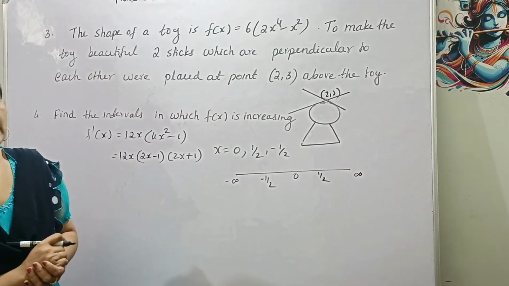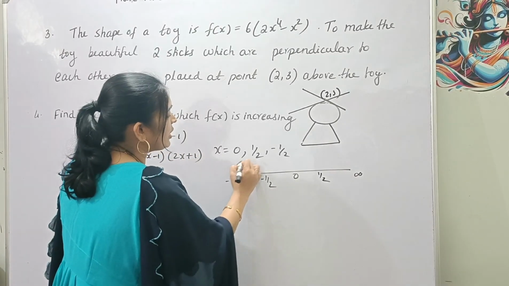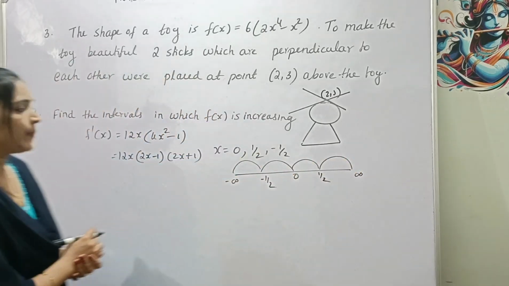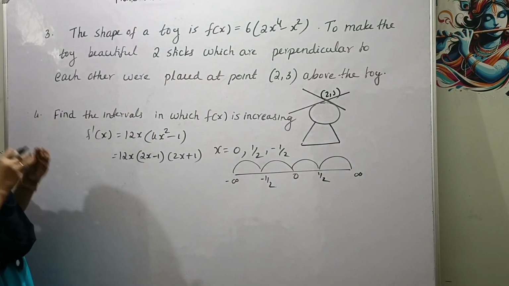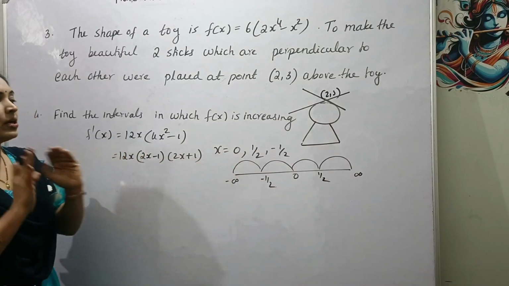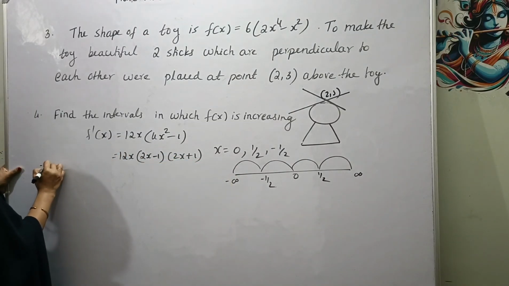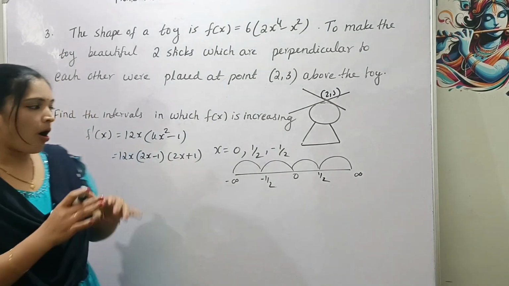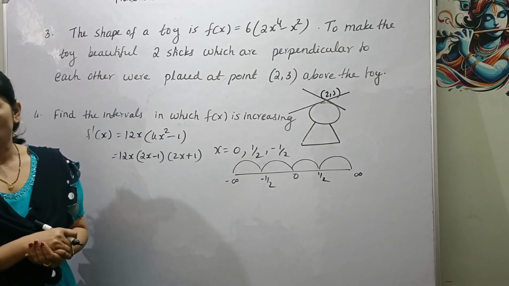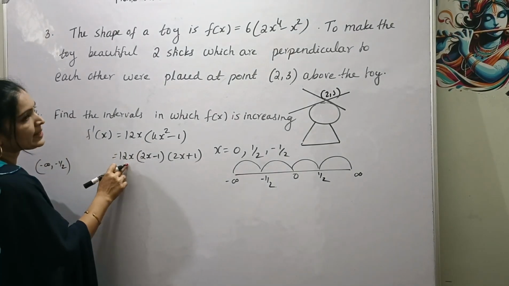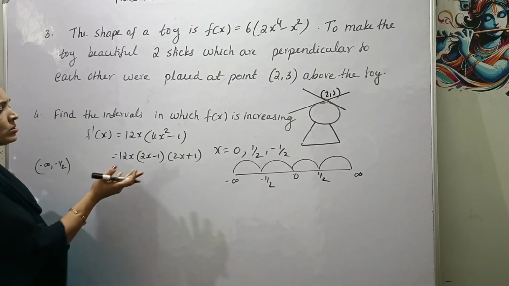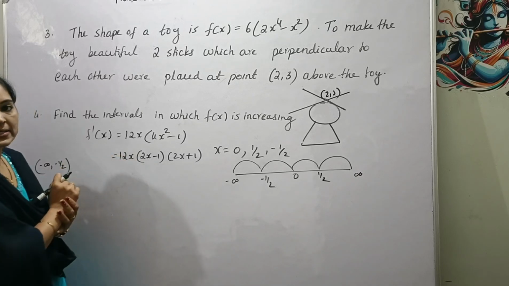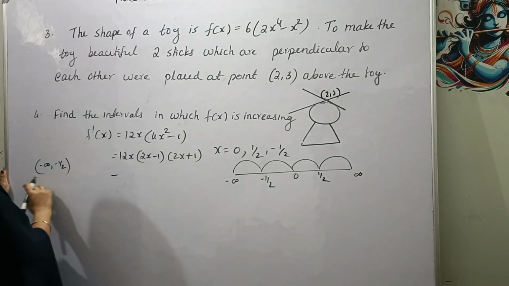So, we will get 4 intervals: minus infinity to minus 1 by 2, minus 1 by 2 to 0, 0 to 1 by 2, and 1 by 2 to infinity. Okay. Now let's find the sign of f dash of x on each of these intervals. First of all, minus infinity to minus 1 by 2. All the values are minus and less than minus 1 by 2. So if you substitute x equal to any minus value, it will be minus, right? So it is minus.